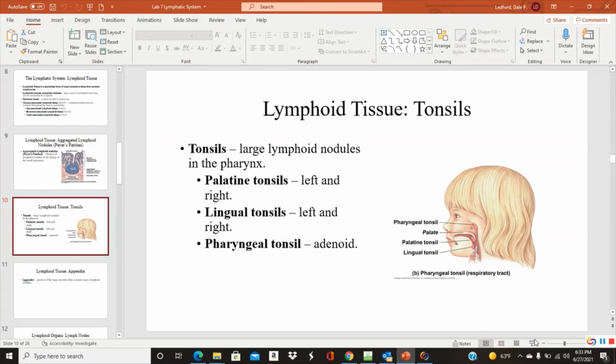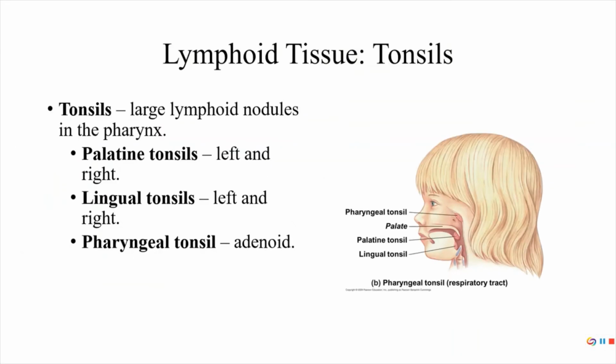And it is something rather important to understand that this guards the area where a lot of food, drink, and inhaled pathogens can go. Frequently, if they're constantly getting inflamed, we remove them. The pharyngeal tonsil and the palatine tonsil specifically, adenoidectomy and a typical tonsillectomy.